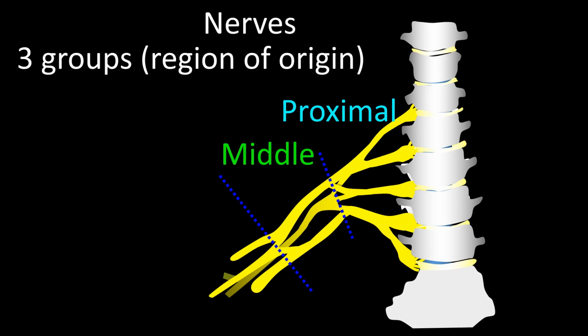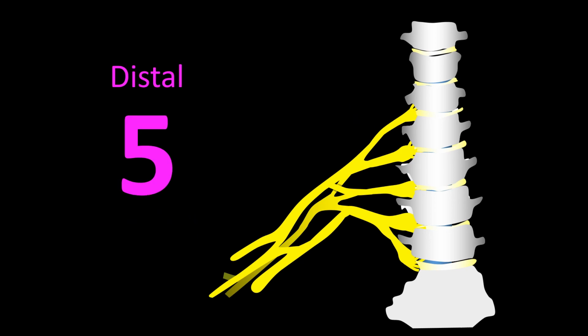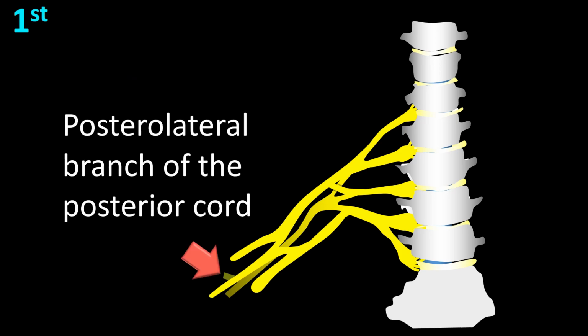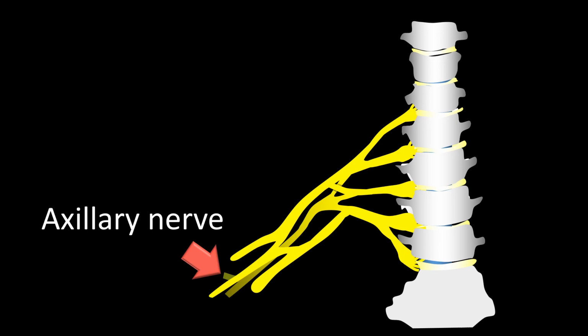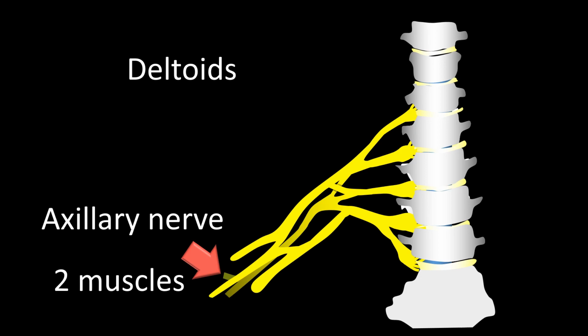So now we are going to address the distal region of the brachial plexus. The distal region gives rise to 5 nerves. The first nerve arises from the posterolateral branch. The posterolateral branch of the posterior cord becomes the axillary nerve. The axillary nerve innervates 2 muscles, the deltoids and the teres minor.